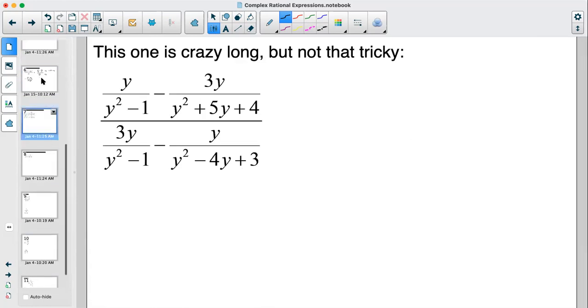Maybe, okay. So we just did this one, now we're gonna do this one. This one looks like it's terrible, but if you factor everything first, then it becomes much easier. So you get y. I'm not gonna factor all the denominators here. None of the numerators can be factored. y squared minus 1 is y minus 1 times y plus 1.